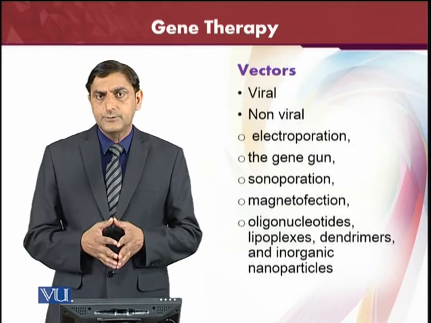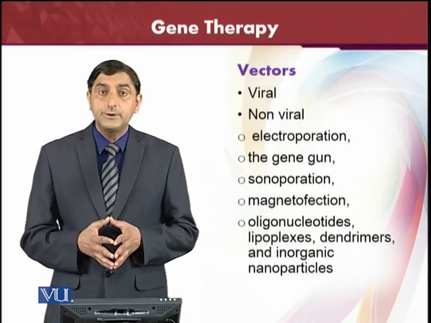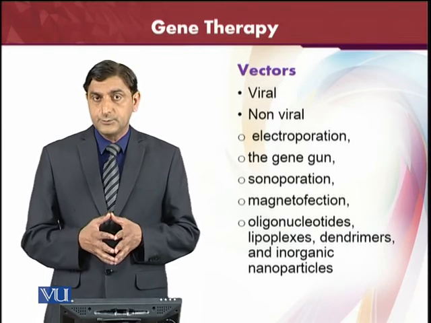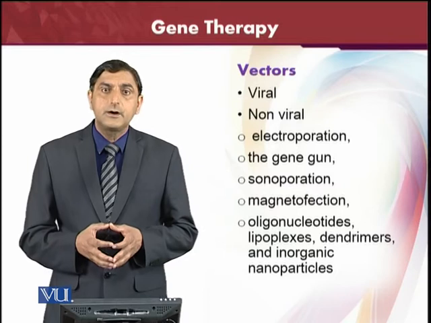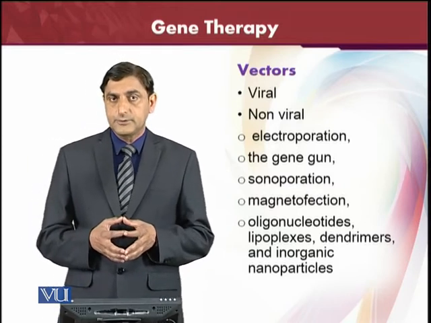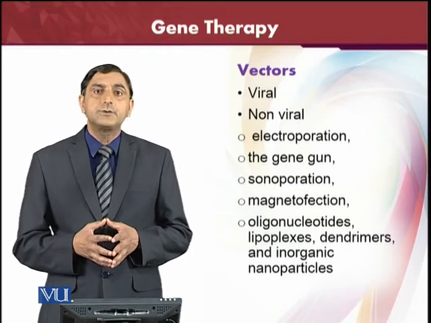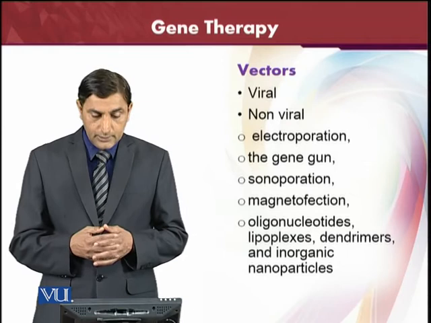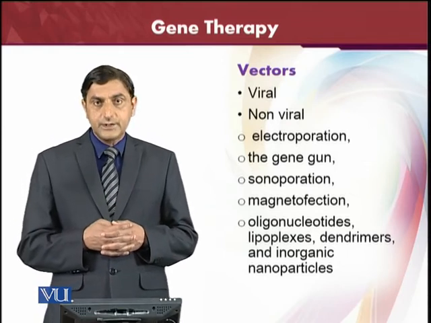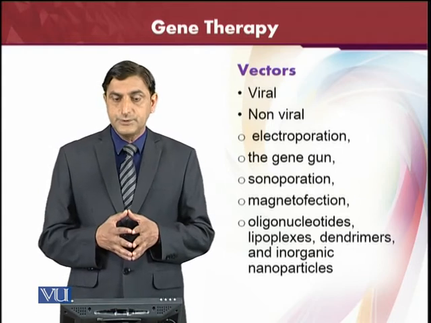What kinds of vectors are there for gene therapy? How many types of vectors can we use for gene therapy? The vectors can be viral vectors, or they can be non-viral vectors. For example, with electroporation, we can use an electric shock to introduce the new gene inside the body. We can use the gene gun, which is specifically made for gene therapy, to introduce the new gene in the body.